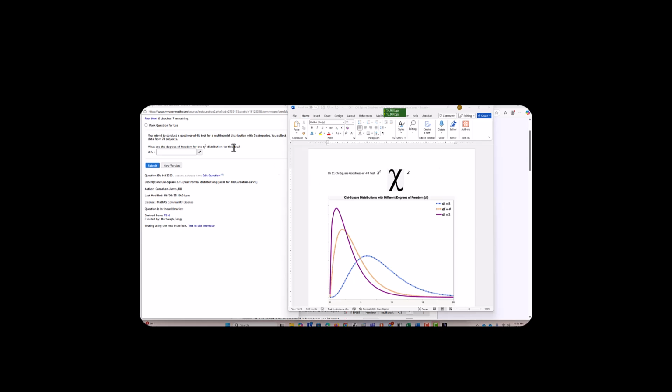Okay, you intend to conduct a goodness of fit test for a multinomial distribution with 5 categories, and you collect data from 70 subjects. Mark the degrees of freedom for the chi-square distribution for this test.